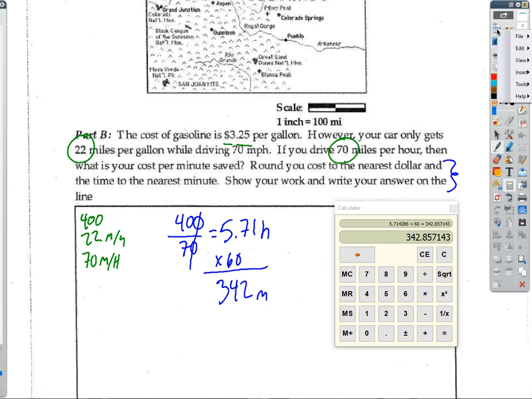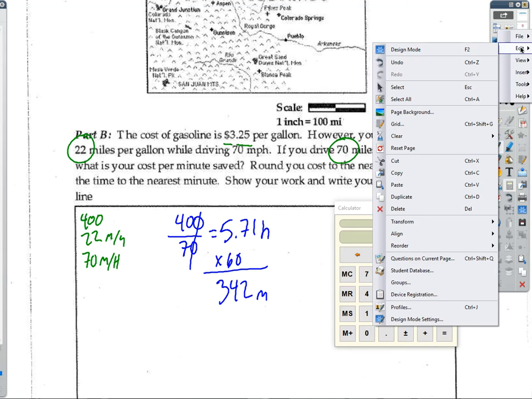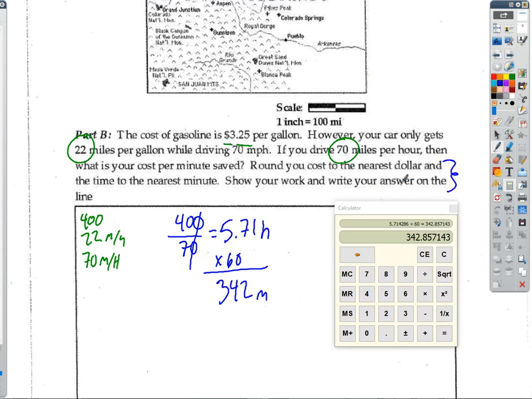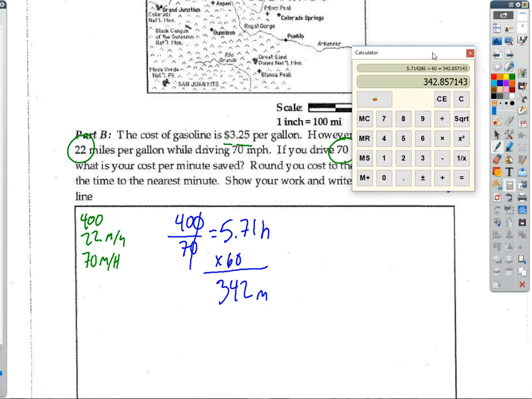How long did it take us the other time? Thank you, 436. So originally it took 436 minutes. Now it only took 342 minutes. And so 436 minus 342. And so I saved myself a little over an hour and a half. I like that. I'd like to have an extra hour and a half in the day.